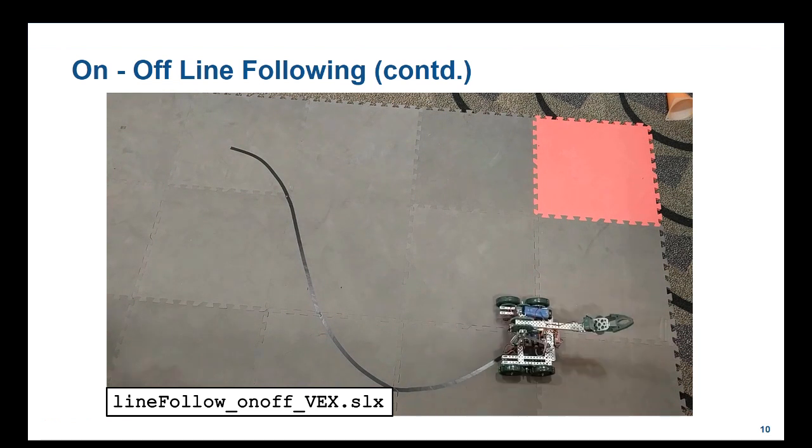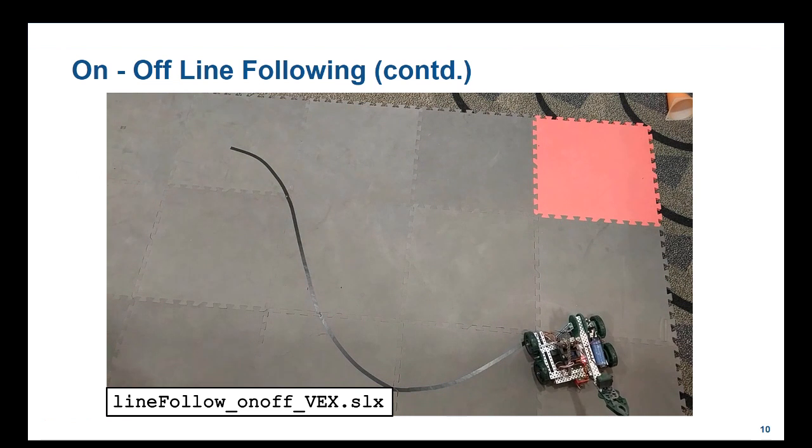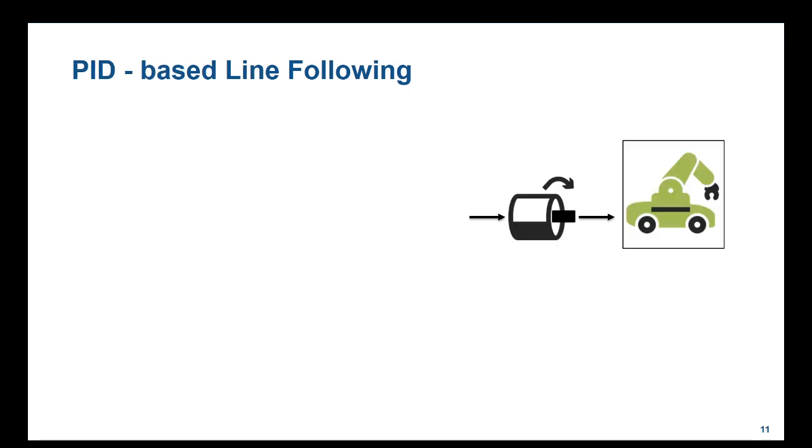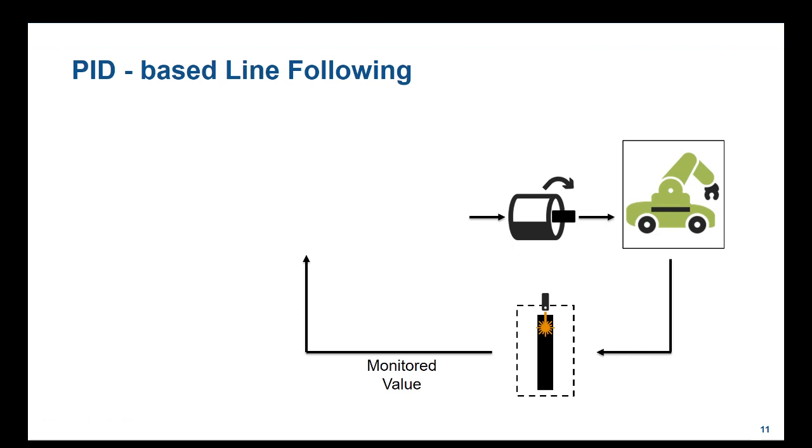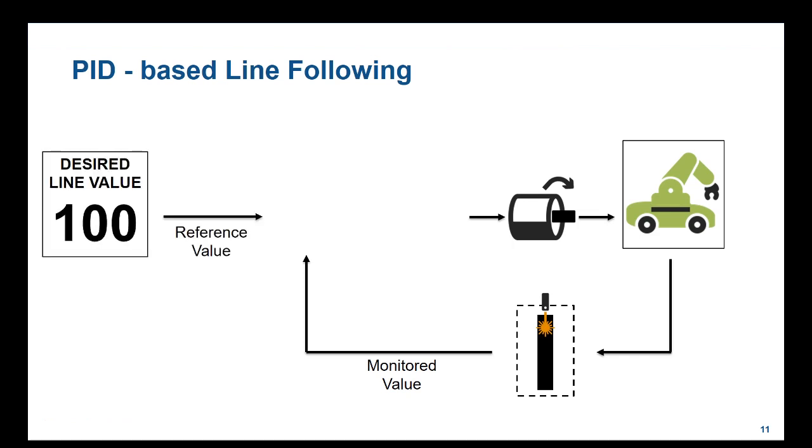We can achieve smoother line following using PID control. Let's see how to do this next. Here we have our robot that's actuated by the motors. Using a line sensor, we can monitor the current value. We can then compare this to the desired reference value. This could be the threshold value that we spoke about during the on-off algorithm discussion.